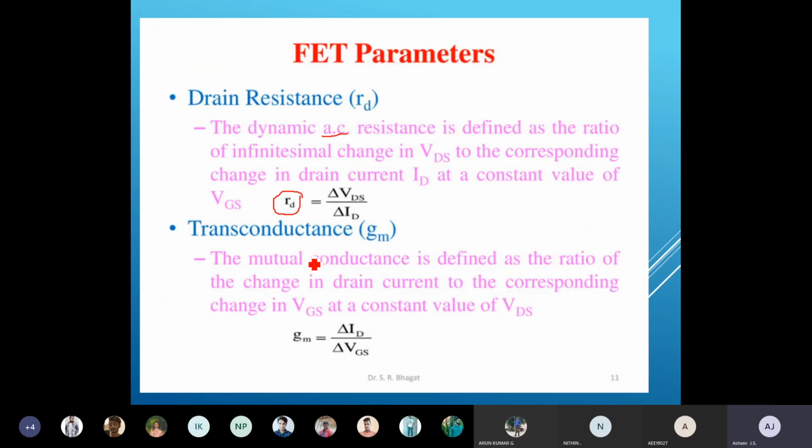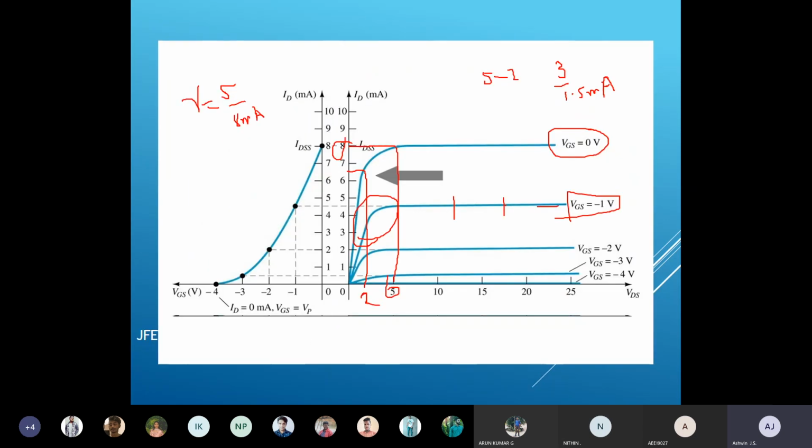And let's go for the transconductance. So transconductance represents the relationship between your drain current with respect to the gate to source voltage. So that will be derived from your transfer characteristics. If you look at the transfer characteristics, the x-axis is VGS, and the y-axis is ID. So I'm going to find the transconductance between two.